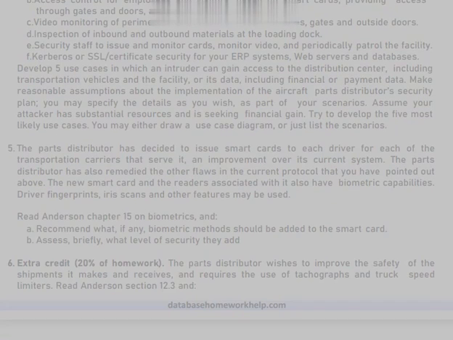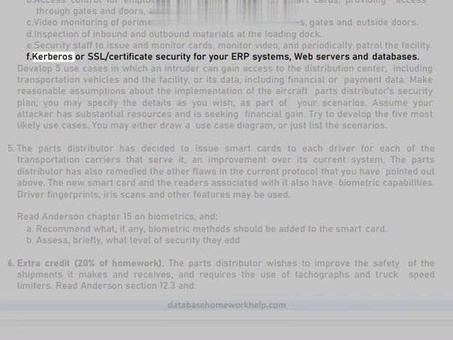B. Access control for employees and visitors, based on smart cards, providing access through gates and doors, as described in question 2 above. C. Video monitoring of perimeter of distribution center, at fences, gates, and outside doors. D. Inspection of inbound and outbound materials at the loading dock. E. Security staff to issue and monitor cards, monitor video, and periodically patrol the facility.